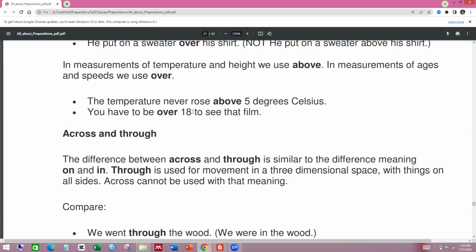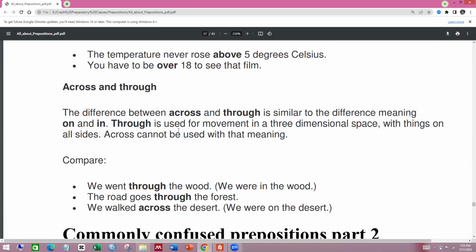Through is used for movement in three-dimensional space with things on all sides. Across cannot be used with that meaning. वैसे तो सिमिलर कहे जा सकते हैं, लेकिन थ्रू की जो मीनिंग है वो थ्री डायमेंशनल स्पेस में हम गैस कर सकते हैं या फिर इसकी जो मूवमेंट है, but this is not the same case with across. कंपैरिजन है इसमें. We went through the wood, we were in the wood, कहते हैं जंगल को यहाँ पे. The road goes through the forest.